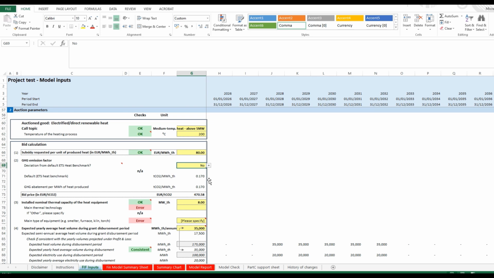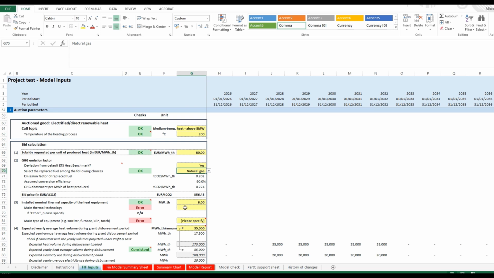If the project will replace and decommission existing fossil fuel capacity, select one of the 4 available choices in the second drop-down menu, in this example, natural gas. The template will use the corresponding fossil fuel standard emission factor and assume a conversion efficiency of 90% to derive the greenhouse gas abatement per megawatt hour of heat produced. The bid price calculated by the template is expressed with 2 digits after the comma. Any additional digits will be truncated.